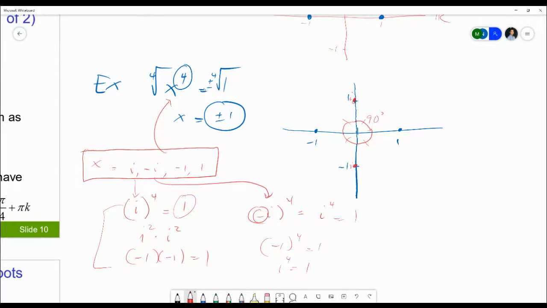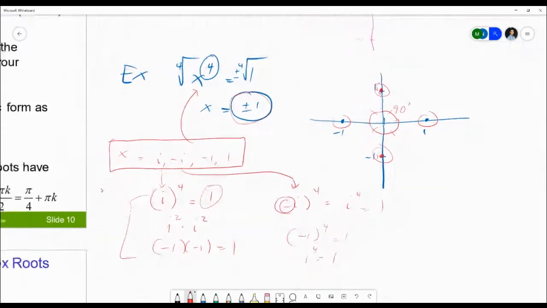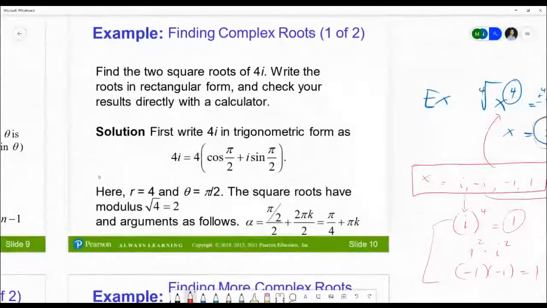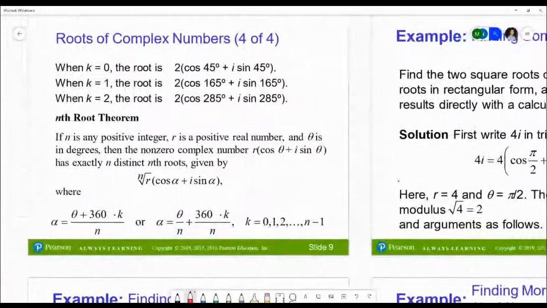All right, so you see we do have 4 roots for this. Some people think there's only 2 because we only deal with real values in college algebra. We don't really touch complex numbers all that much. But now you can see here we have 4 solutions and they are evenly spaced between 0 and 360.